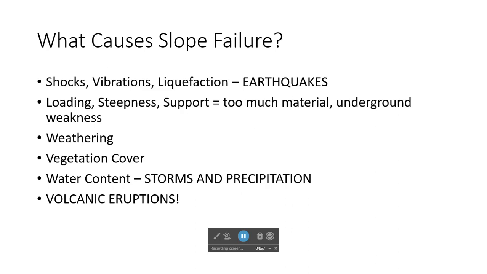Say there's some sort of change in the steepness as a result of faulting or some sort of land structure, that would also possibly cause slope failure. And then when we refer to support, that could be an underground weakness or some sort of change in the cliff face. Weathering processes also cause slope failure. Vegetation cover can stabilize slopes, reducing slope failure, and then water content, things like rapid storm events, precipitation, and then finally volcanic eruptions.